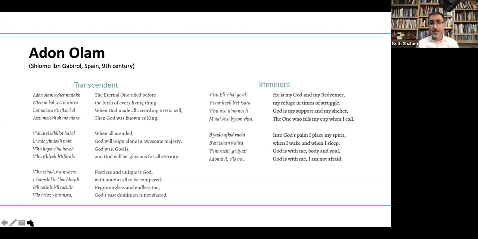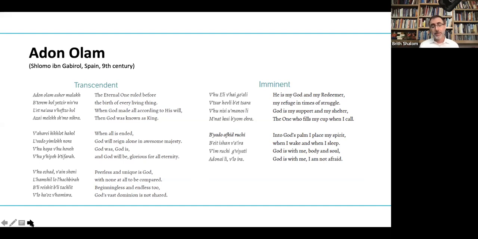God is my God and my Redeemer, my refuge in times of struggle, right? This is the first time we see the word "my." So it switches perspective. God is my support and my shelter, the one who fills my cup when I call. Into God's hand I place my spirit when I wake and when I sleep. God is with me, body and soul. God is with me. I have no fear.